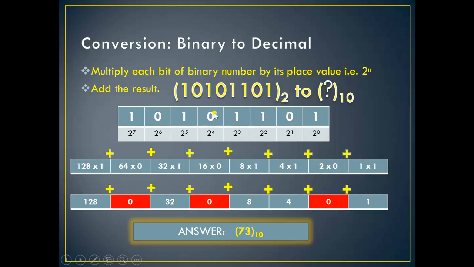Now conversion from binary to decimal. You multiply each bit of the binary number by its place value, that is 2 raised to power n. First write the number, then multiply each bit by the base with its place value, starting the place value with 0. So first 2 raised to power 0 multiplied by 1, 2 raised to power 1 multiplied by 0, 2 raised to power 2 multiplied by 1, and the same way till 2 raised to power 7 multiplied by 1. Then you add these numbers and you will get the result 73.